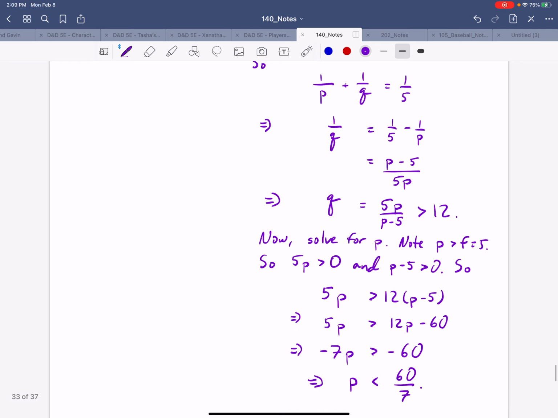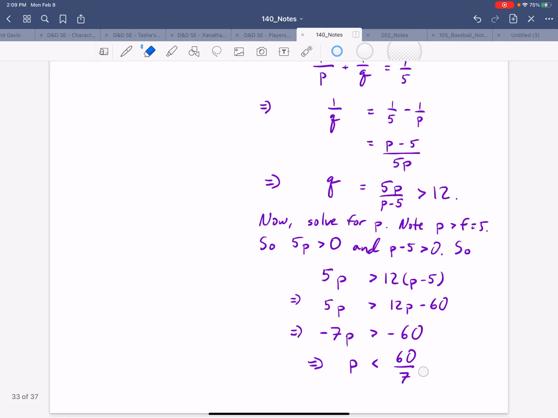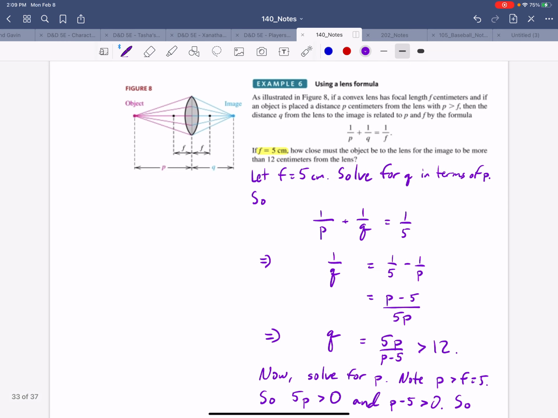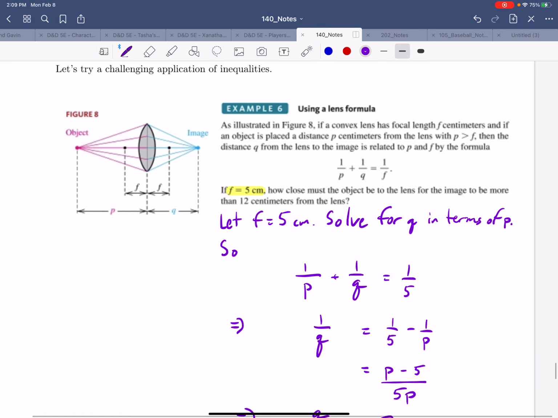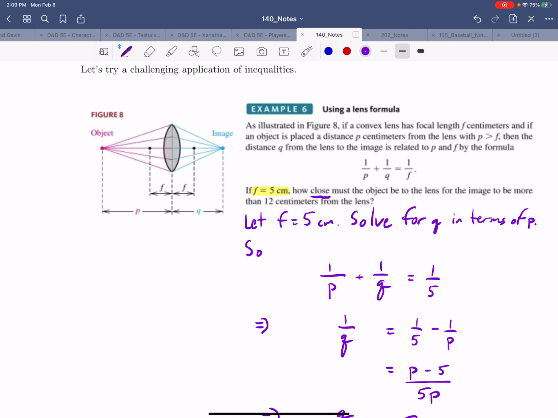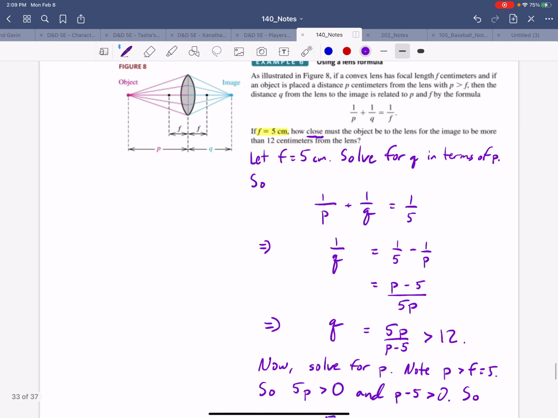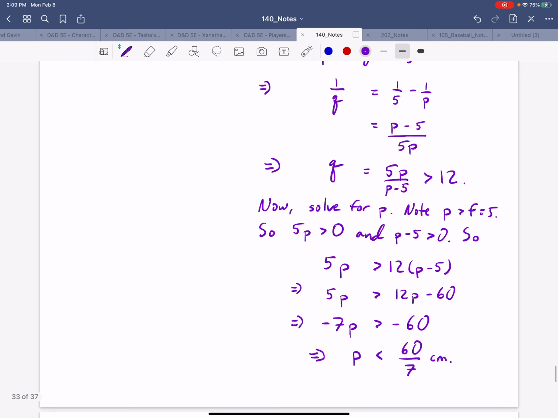And maybe we should be a little careful and put in some units, centimeters. But if we take a look at the wording of the problem, that seems to make sense. How close must the object be to the lens for the image to be more than 12 centimeters from the lens? So that suggests that we're trying to make our object close.